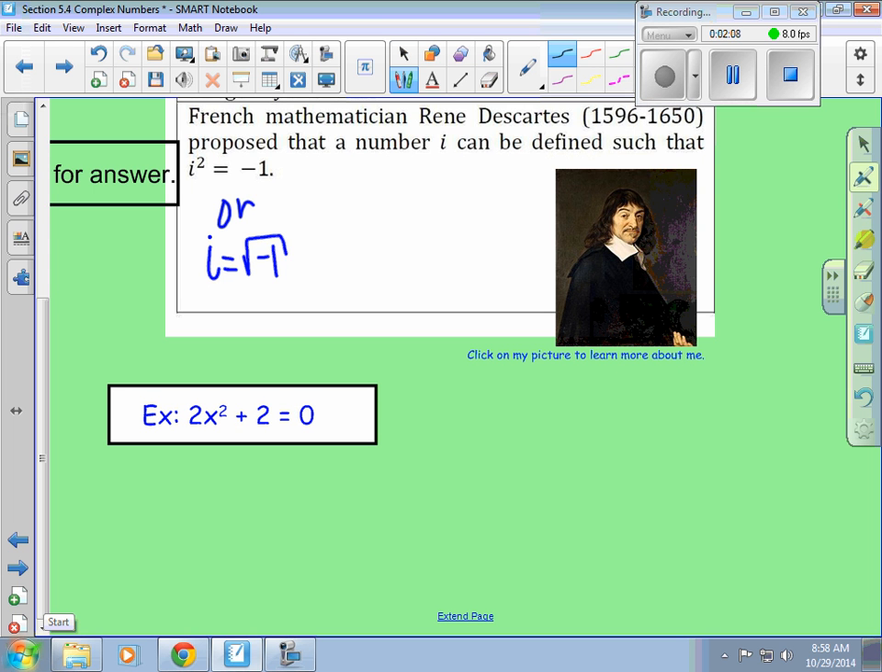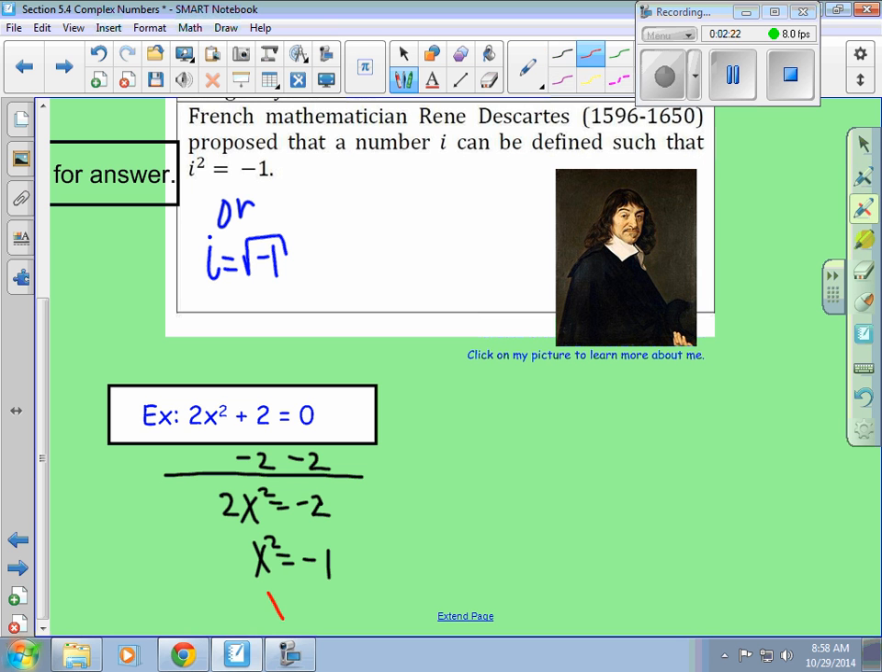If I wanted to solve this one, I would subtract 2 from both sides. I would have 2x squared is equal to negative 2. And if I go ahead and divide, I would get x squared is equal to negative 1. And then lastly, if I take the square root, x is equal to plus or minus the square root of negative 1. And the square root of negative 1 is the same thing as i. So in this case, x is equal to plus or minus i.